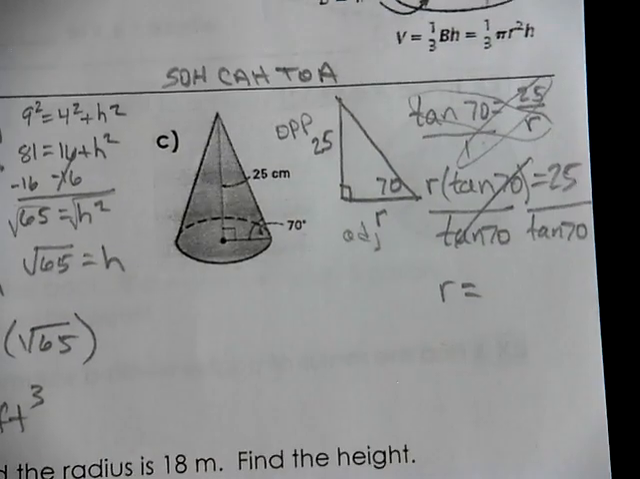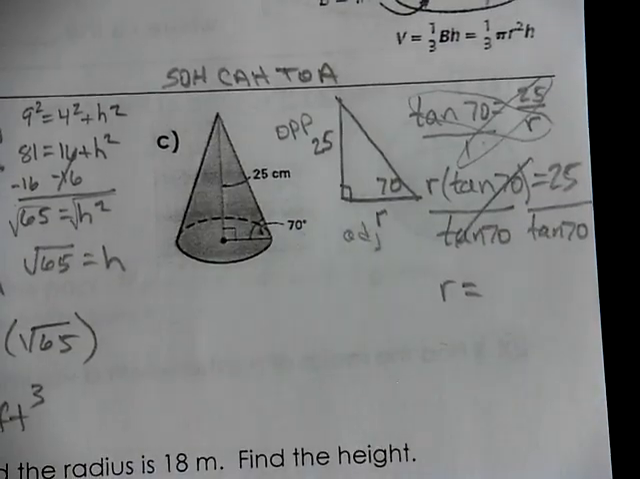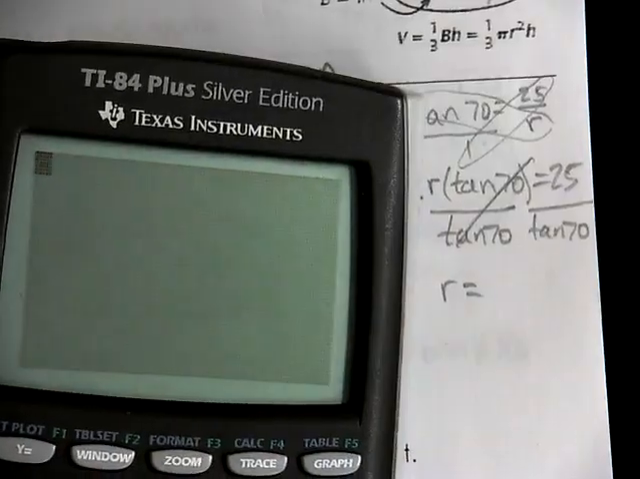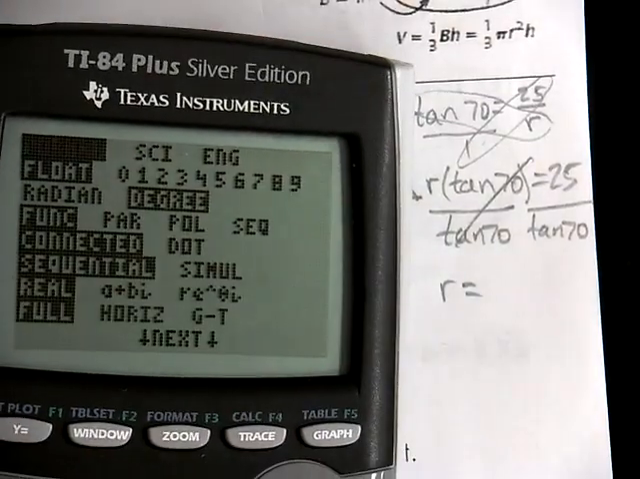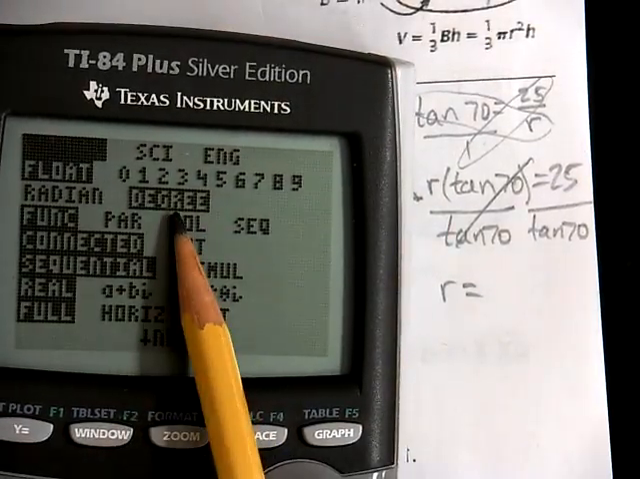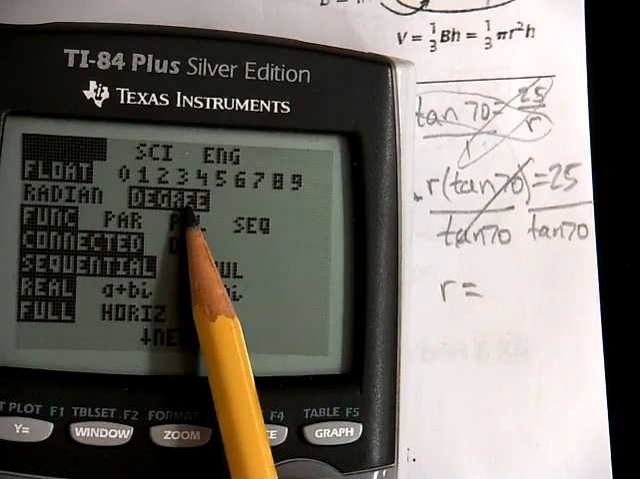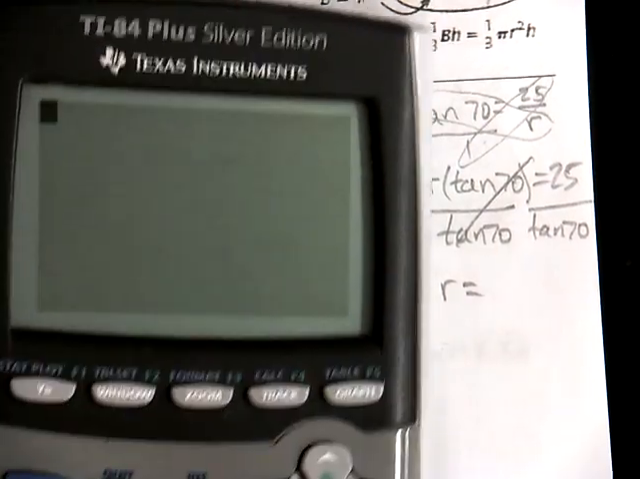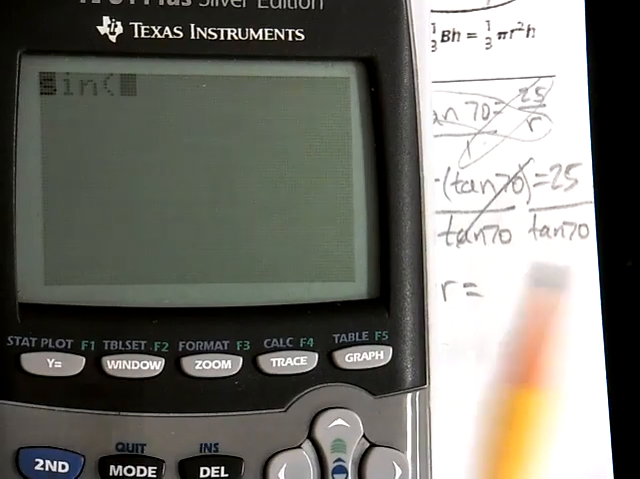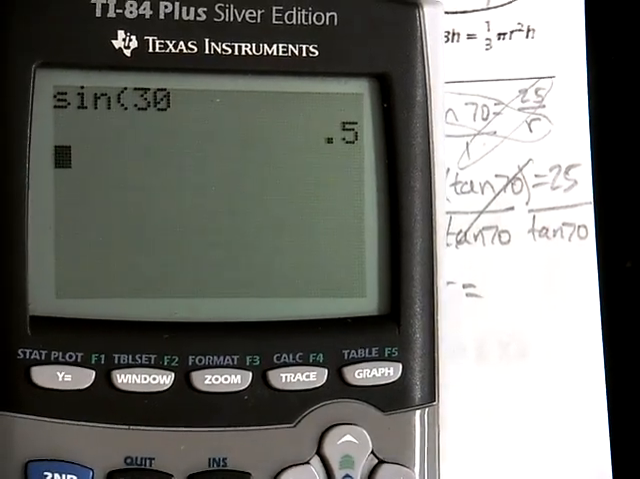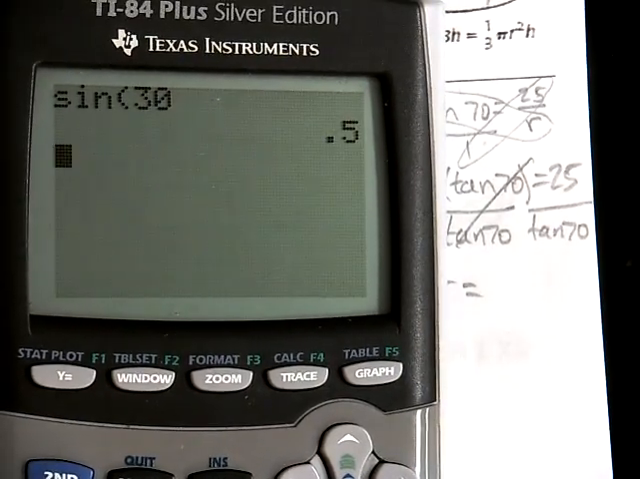And that gives me R equals... you need to be sure you're in degree mode. You need to be sure your degree is highlighted. A good way to test that is to try the sine of 30, and you should get 0.5. So if you're getting 0.5, that means you're in the correct mode.